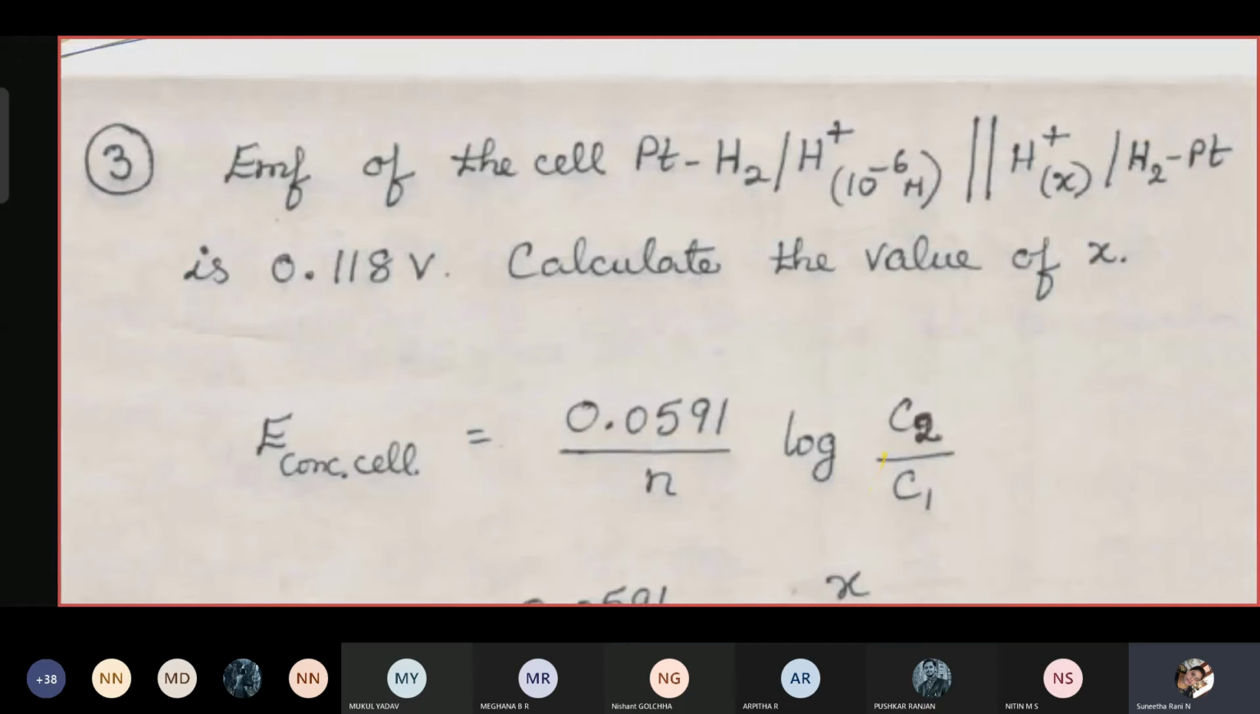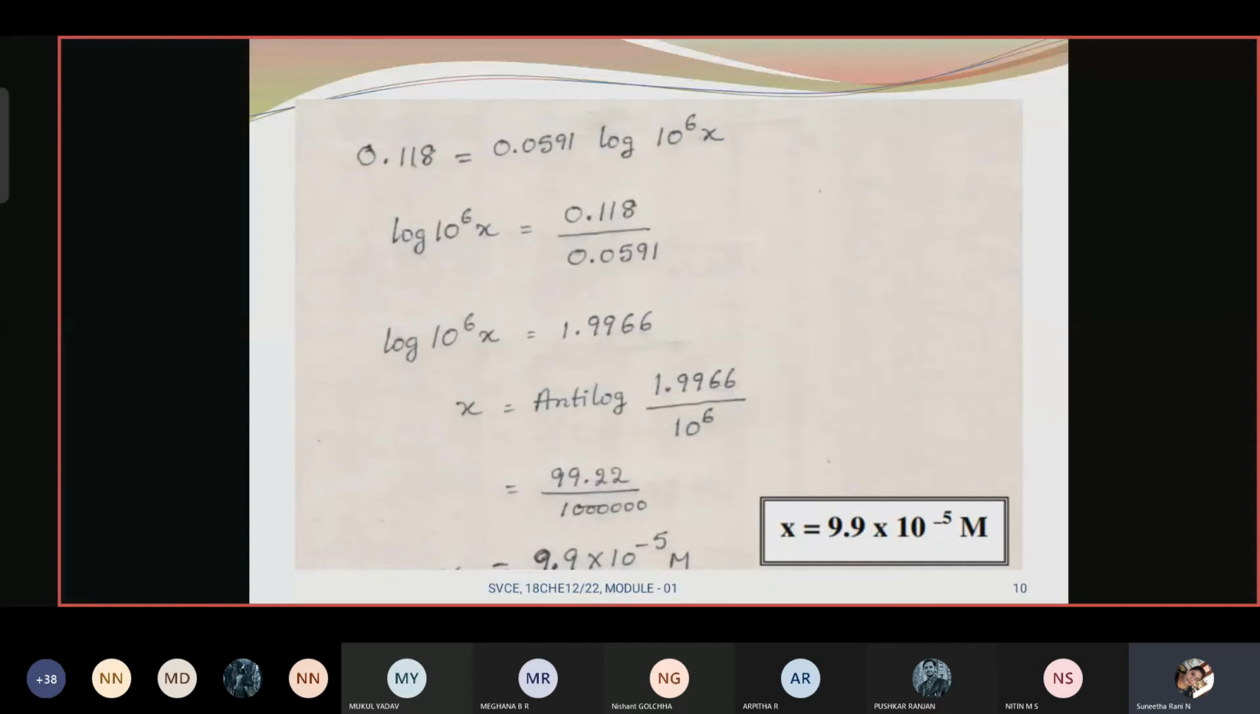This is the concentration cell, correct? Both the electrodes are the same. Both are platinum hydrogen electrodes. Hence, we take that as an electrode. So write the equation. E of concentration cell is equal to 0.0591 by n log of C2 by C1. So substitute the values. E of concentration cell 0.0118 is equal to 0.0591 by 1 log of x divided by 10 raised to minus 6.